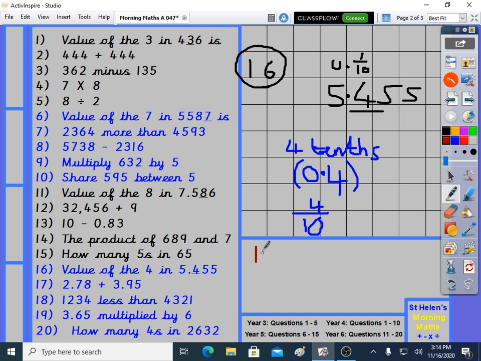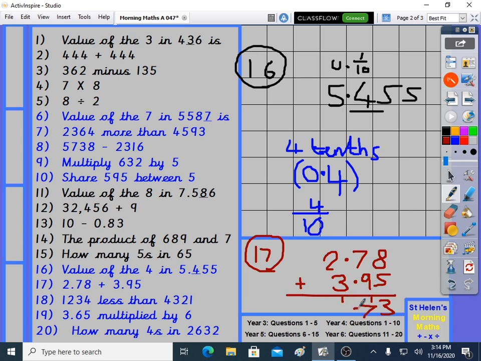Let's do that down here. It lines up very nicely. 2.78, 2 decimal places. 3.95, 2 decimal places as well. So we line those up nicely. 8 plus 5 is 13. 7 plus 9 is 16, plus 1 is 17. 2 plus 3 is 5, plus 1 is 6. 6.73. 2 and a bit plus 3 and a bit with the carried one goes up to 6.